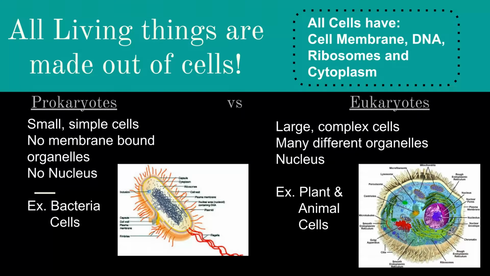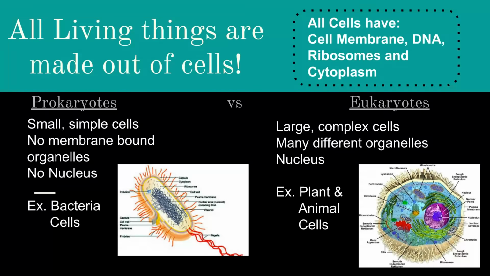Cells are broken into two categories. You have prokaryotes and eukaryotes. Prokaryotes are very small, simple cells. They do not have membrane-bound organelles, and they do not have a nucleus. An example of this would be bacteria.